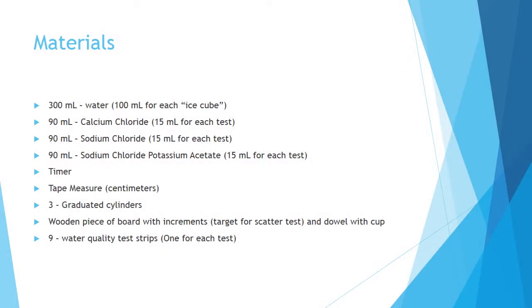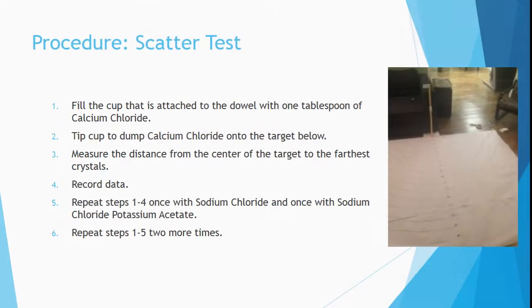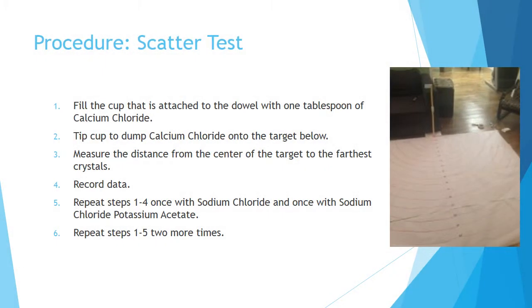The materials used were water, calcium chloride, sodium chloride, potassium acetate, a timer, a tape measure, graduated cylinders, a scatterboard, and water quality test strips. For the scatter test, fill the cup with calcium chloride and release it onto the target below. Then measure the distance from the center of the target to the crystals. Record and repeat with sodium chloride and sodium chloride potassium acetate.